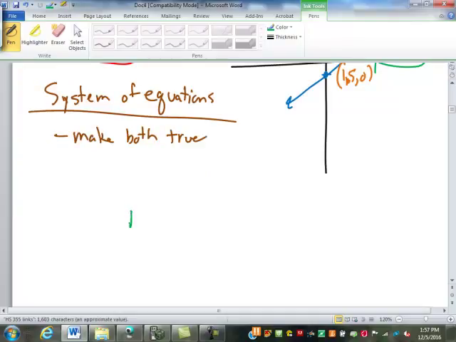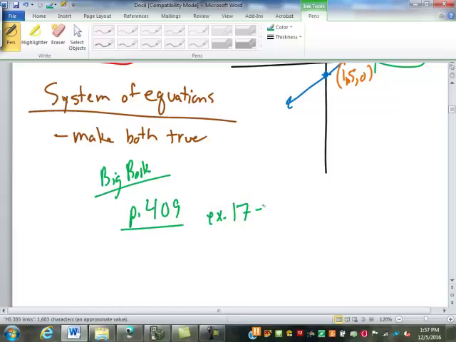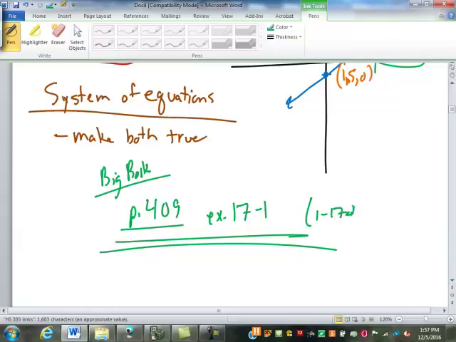We're okay with that. This is in the big book. Page 409. It's exercise 17-1. Like 1 through 17, I guess, is what the problems are. The odds. Graph them and see where they overlap. You're going to have to be careful drawing out your graphs.